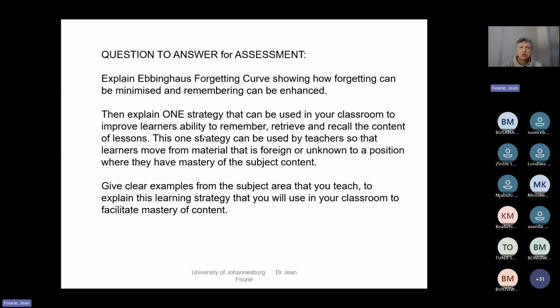So that gives you an idea of what you need to do, and we're going to be delving into the content of where this idea of forgetting and remembering comes from.